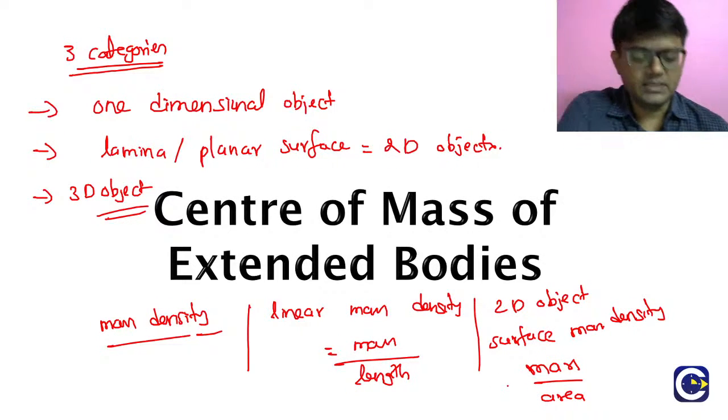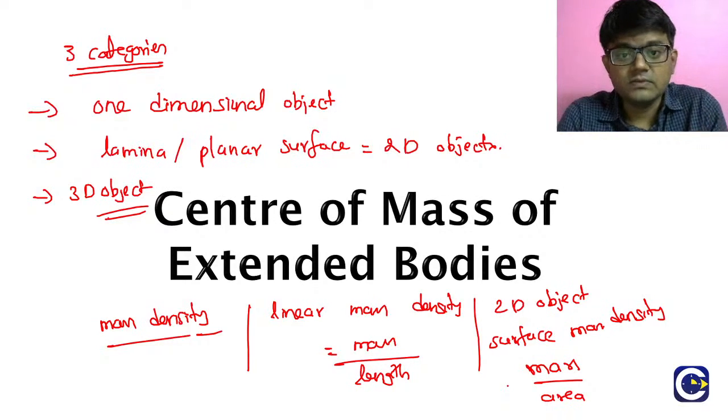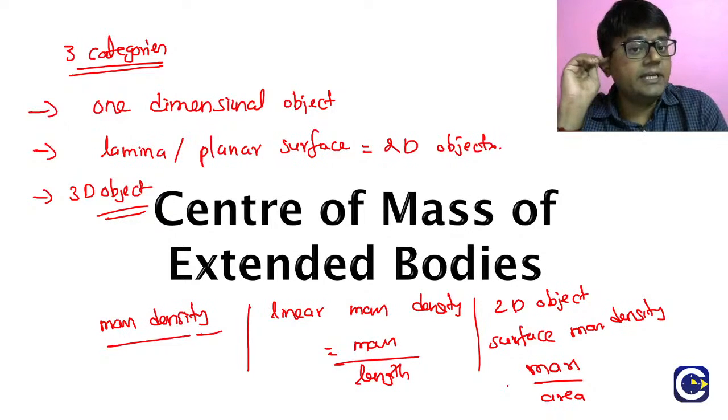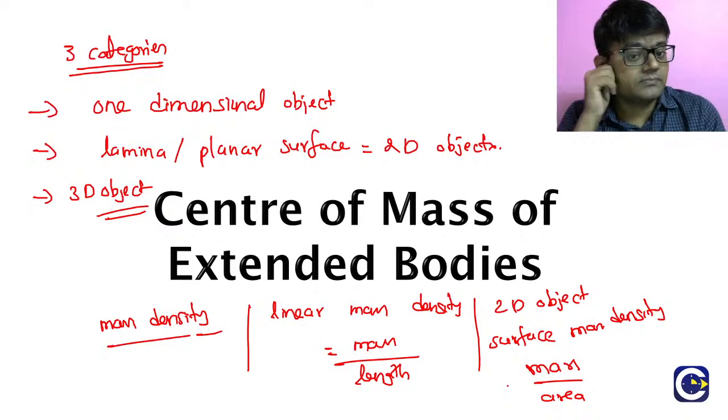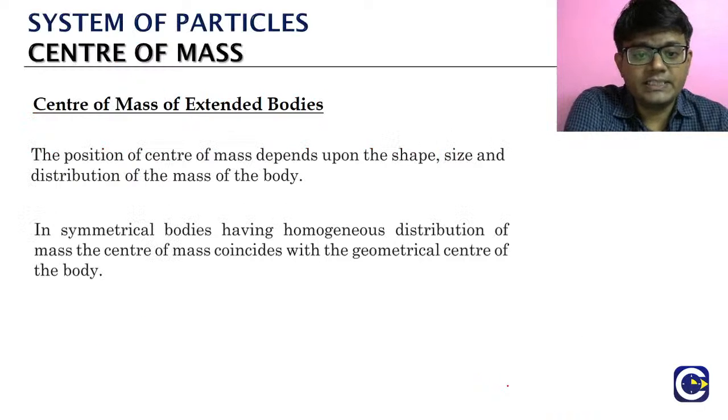So when we have different types of extended bodies, we again talk about different kinds of densities for the mass. For the linear or one-dimensional object, we call it the linear mass density, which is mass per unit length. For 2D objects like lamina or planar sheets, we define the surface mass density. In the general case, we talk about the normal mass per volume. We will see how we use these terms when we locate the center of mass of extended bodies.